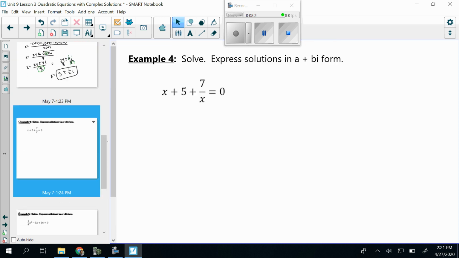Okay, example 4, a little bit different now in the way they throw this one at you. It's not in that standard form. Remember, standard form looks like this, ax squared plus bx plus c. So how do we get this one in standard form? Because I see here that we have an x in the denominator. Well, what we're going to do here on this one is first multiply through by an x.